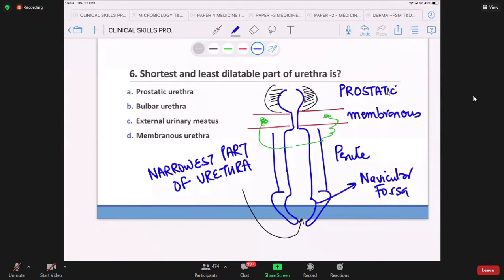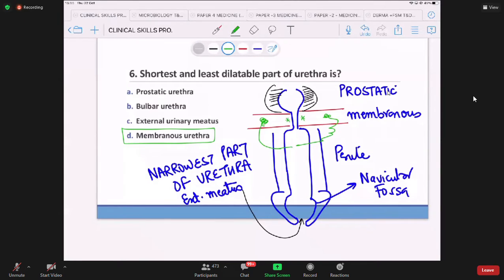The narrowest part of the urethra is the external meatus. But if he asks what is the shortest and the least dilatable part of the urethra, then it's going to be what is highlighted here. That is the membranous urethra.